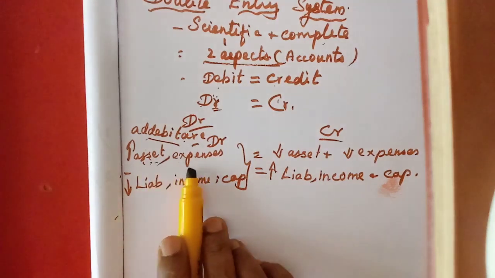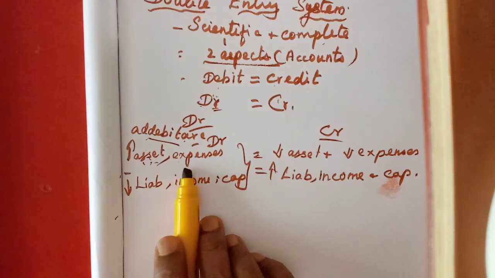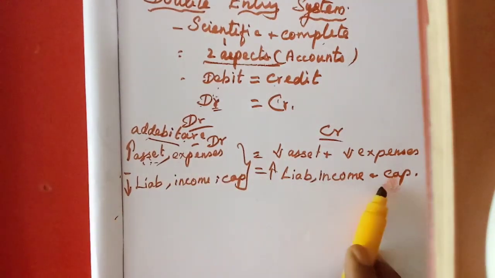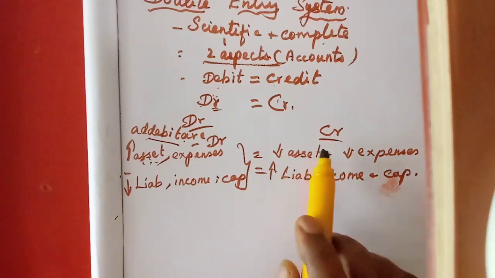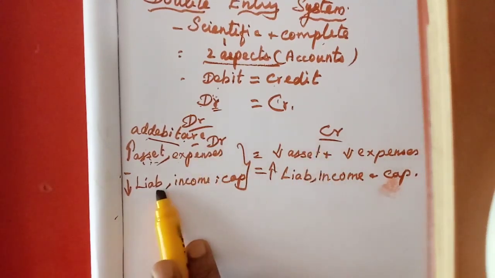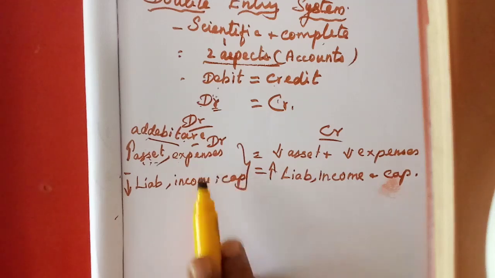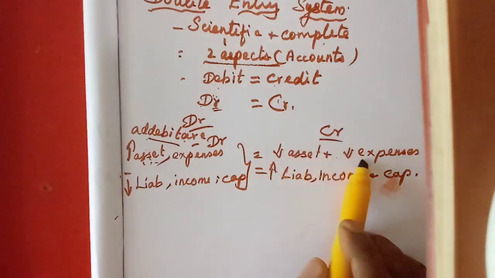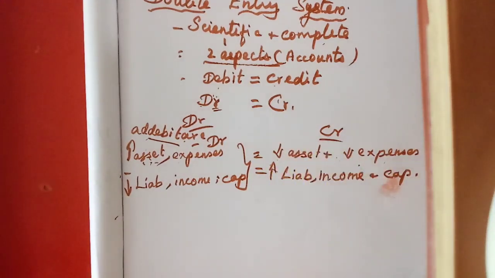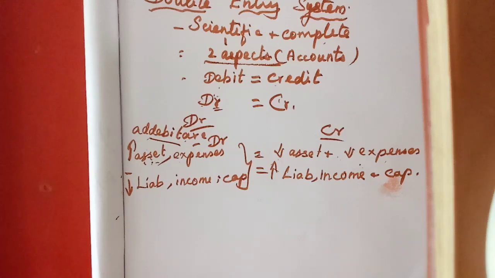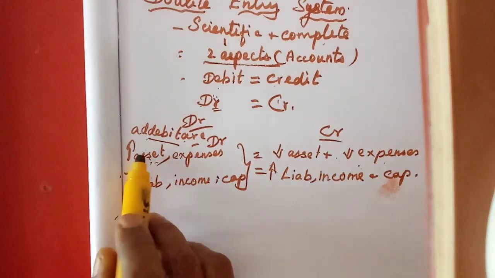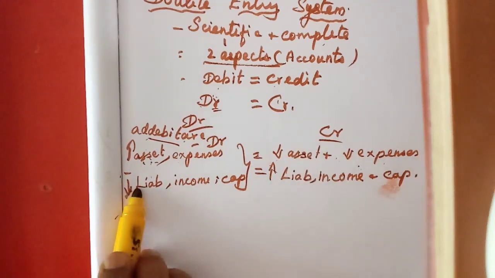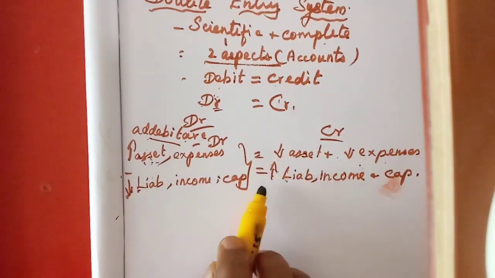All the assets and expenses, okay, increase in assets and expenses will be debit. Then increase in liabilities, income and capital will be credit. Then here, any decrease in liability, income and capital will be debit. Here, any decrease in asset and expense will be credit. The opposite of this one is this one, credit. The opposite of this one, the credit.